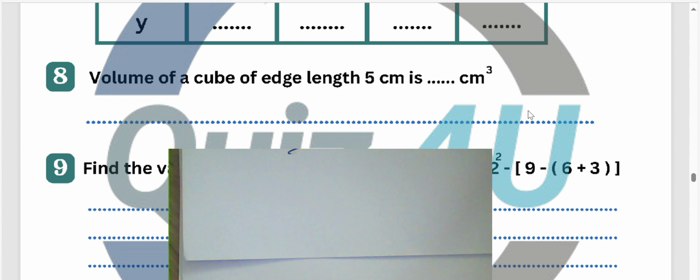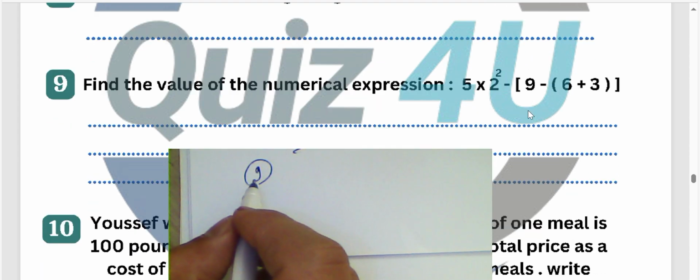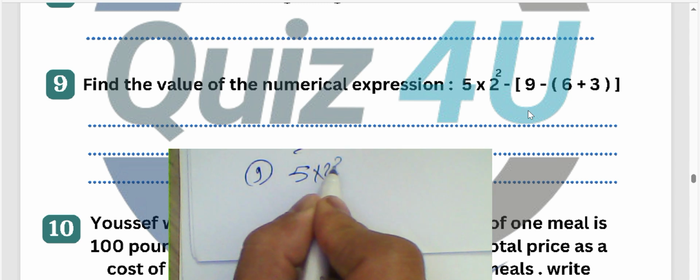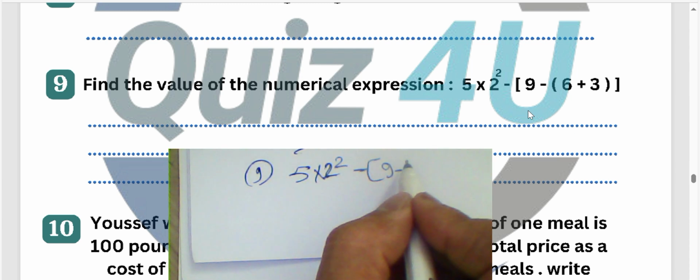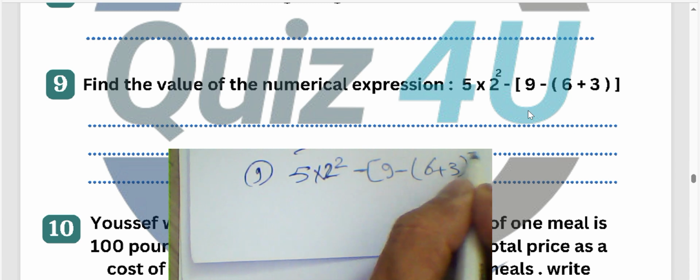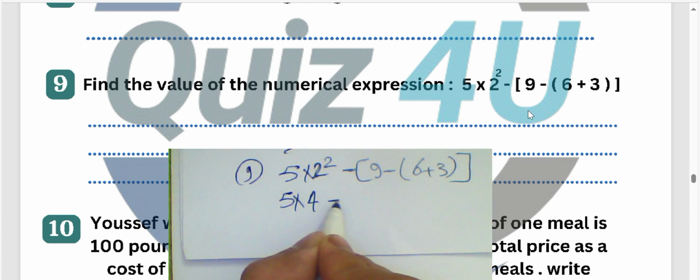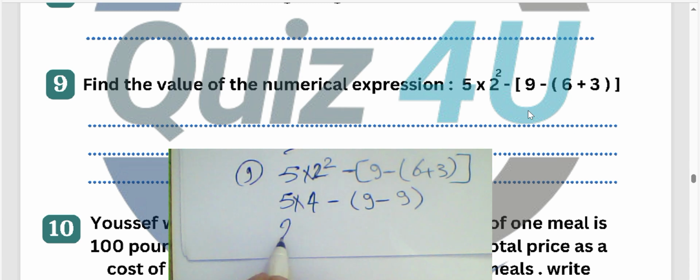Next question, number 9. Find the value of the numerical expression 5 times 2 power 2, subtract 9 minus 6 plus 3. Write 5 times 2 squared, 4. And then 9 minus 6 plus 3 to be 6. 5 times 4, 20. Then the result will be 20 minus 0 to be 20.